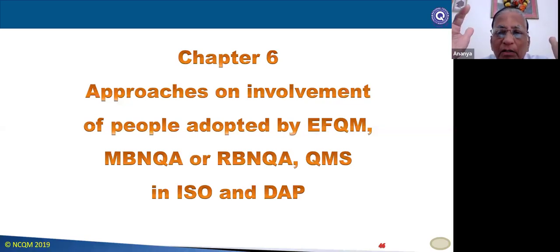Now, it starts on a different platform, assuming that the company has already been certified for quality management systems. Based on that, it's a foundation. I will repeat again, quality management systems, ISO 9001:2015, is the basis for everything. Based on that, you can keep on building. What is the relation between QMS in ISO and the Deming application? We are going to see that now.